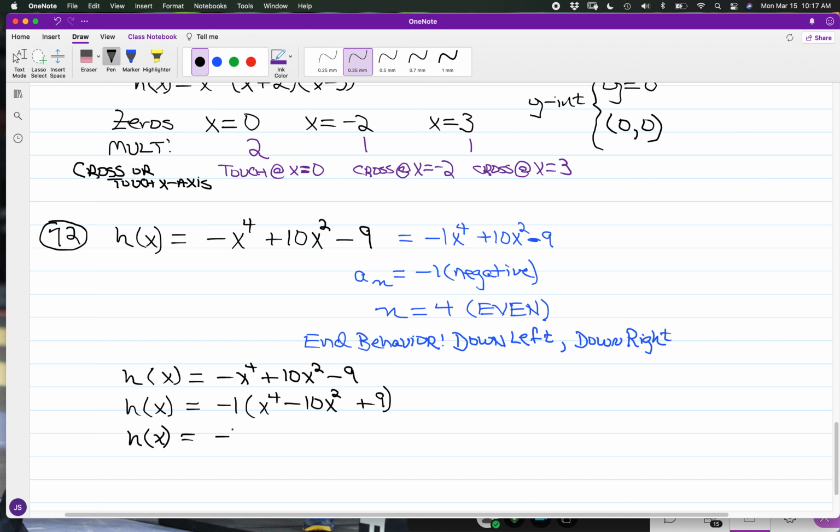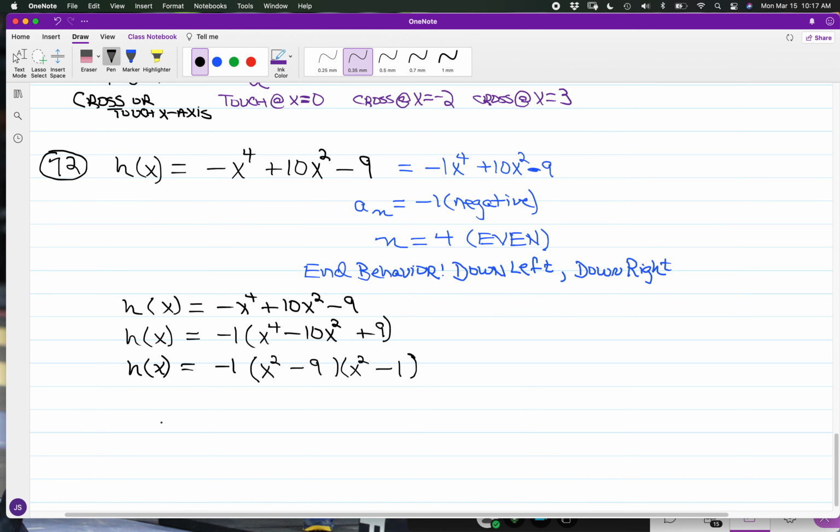Same with h of x. So with x to the fourth minus 10x squared plus 9, from x to the fourth we'll have x squared and x squared. And factors of 9 that will add to negative 10, both of these factors will be negatives. We're going to have x squared minus 9 and x squared minus 1. And we have differences of squares with both of these factors, so I can expand further.